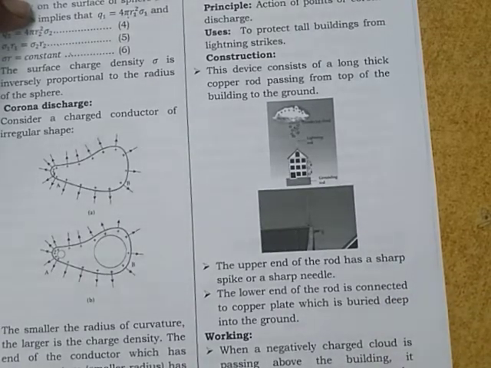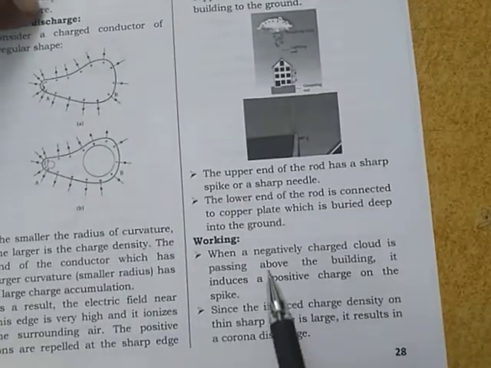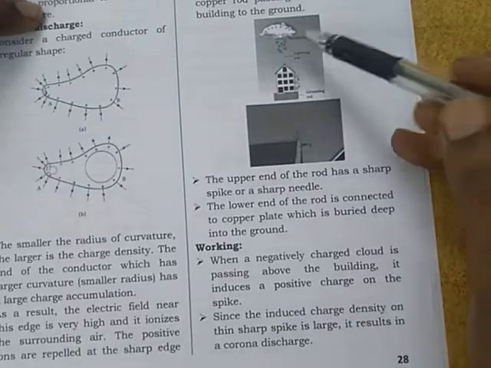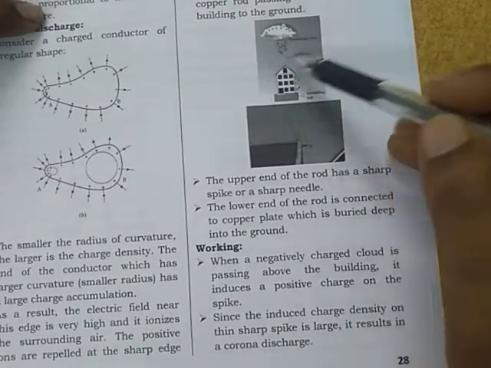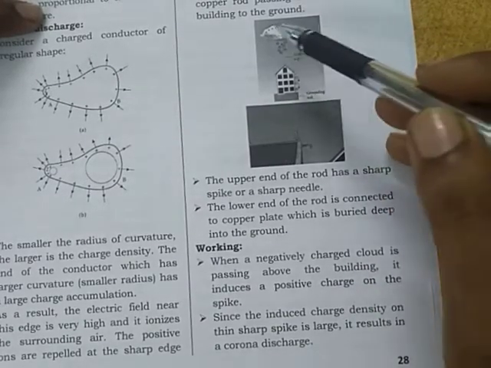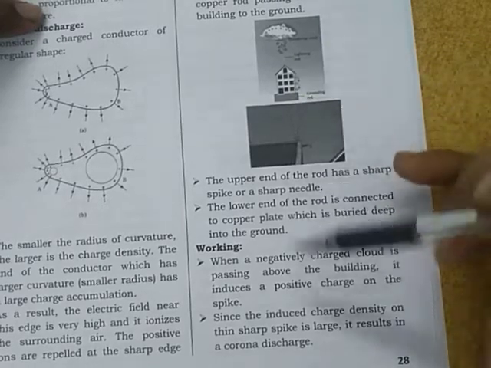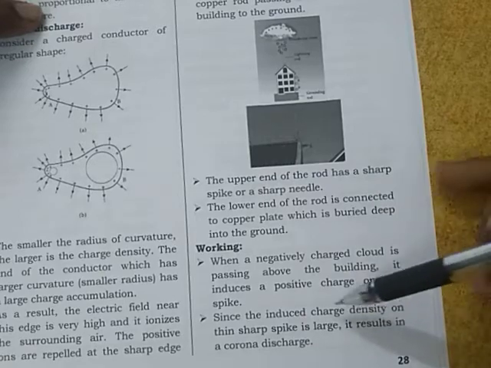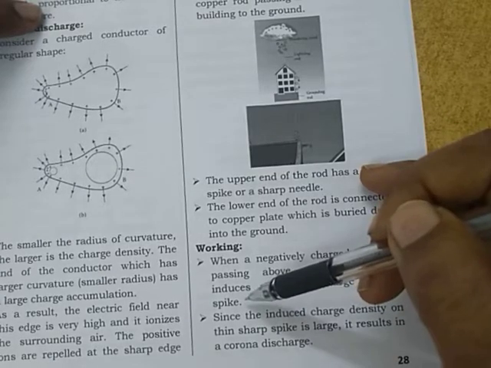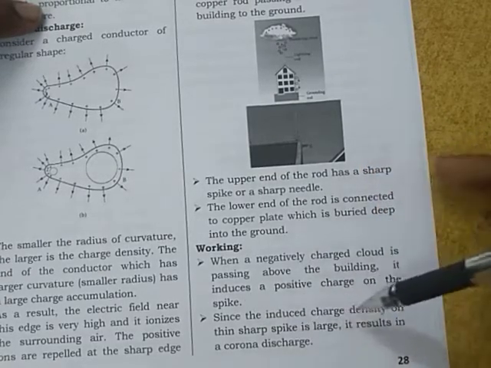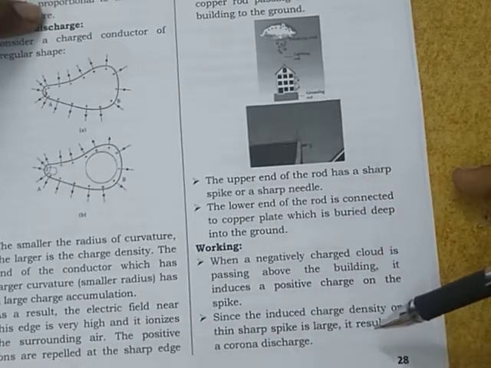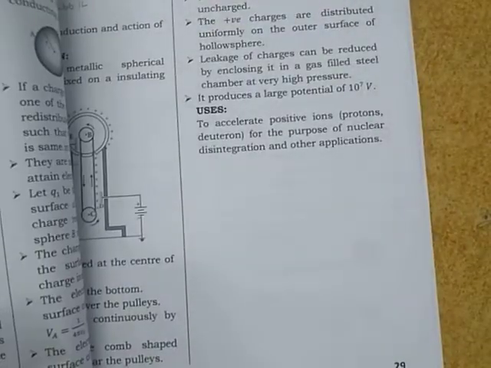Then let us see the working of the device. When a negatively charged cloud passes over the building, it induces positive charge on the lightning arrestor, on the spike. Then the induced charge density in the spike is large, which results in action of points or corona discharge. Due to this reason there will be a corona discharge.